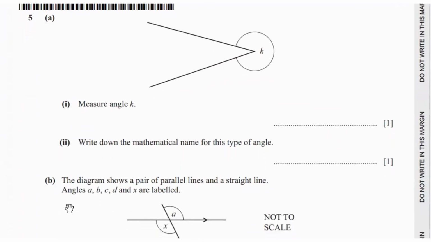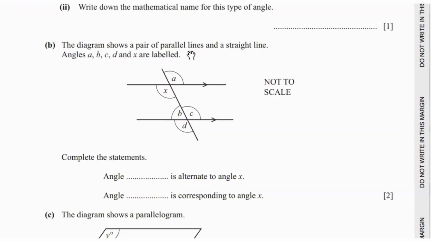Question 5 says measure the angle K. So you'll use a protractor and measure the angle K. What you can do is just measure this angle over here and then subtract that value from 360. That would give you K. Mathematical name of K is reflex angle. Why reflex? Because reflex angles are angles that are greater than 180. Obtuse angles are angles that are greater than 90. And acute angles are angles that are less than 90.